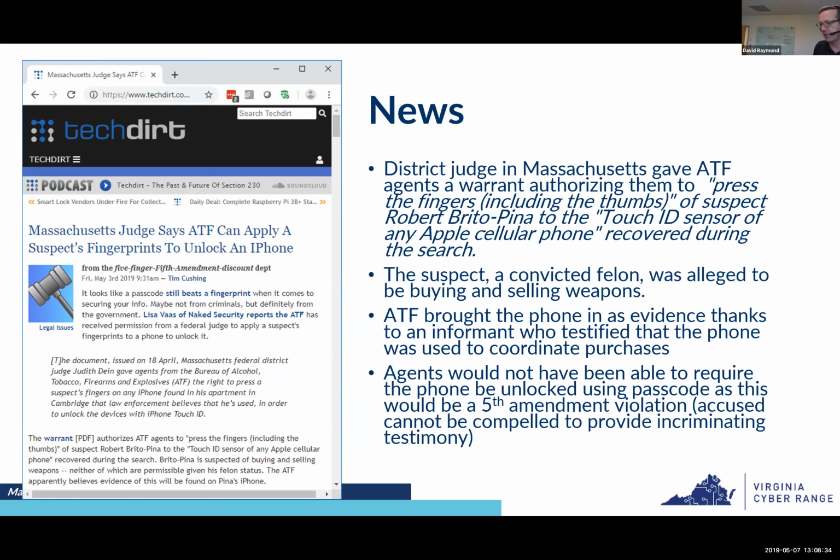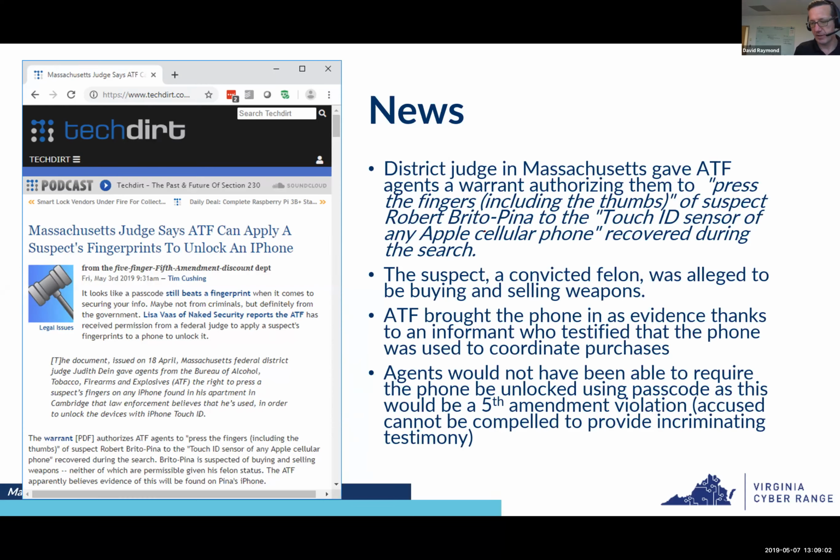using biometrics to unlock a device is essentially the same thing as using a passcode. And so by allowing law enforcement to require suspects to use biometrics to unlock devices is tantamount to requiring them to divulge their passcode, which we already know is a violation of the Fifth Amendment. And so, we're sort of breaking the spirit of the amendment here by requiring the use of biometrics.